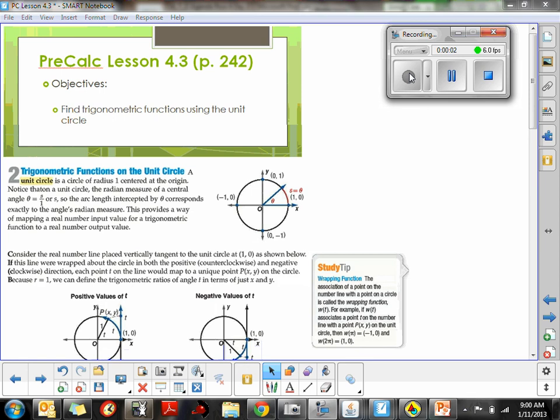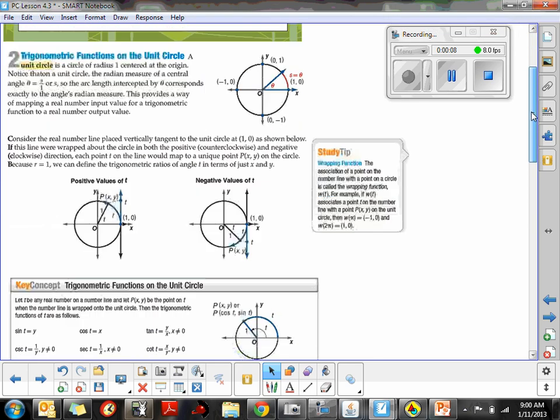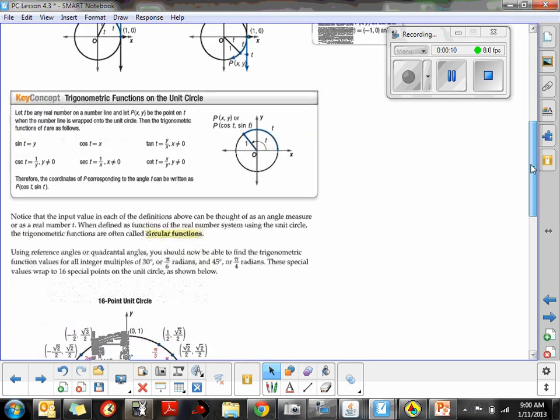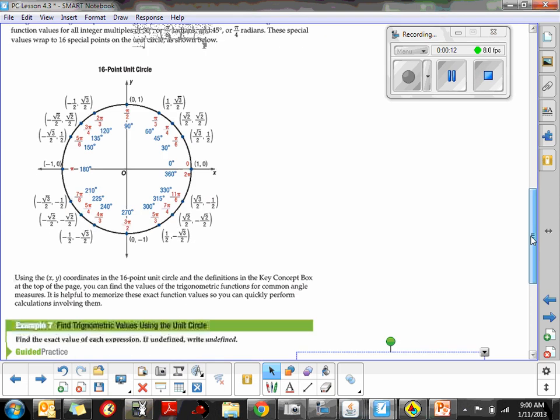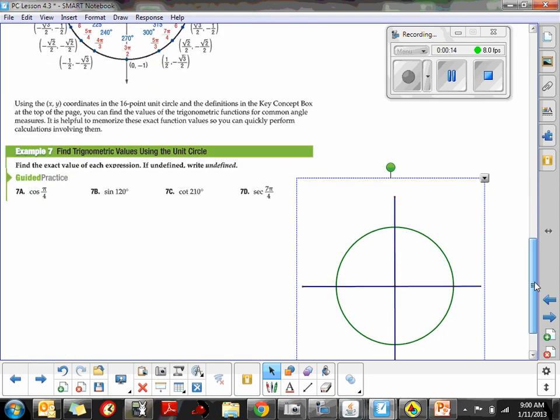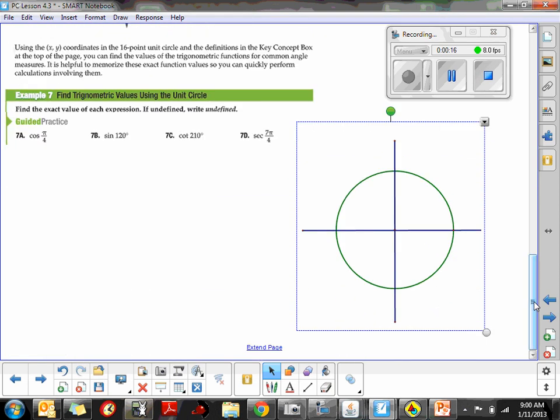In the next video, we've already talked about the unit circle and how the unit circle forces it to be a radius of 1. So we're going to apply this idea of a unit circle to help us solve some of these trig value functions. Since we already talked about it in the previous video, we're going to find the exact value of each expression. If it's undefined, write undefined.